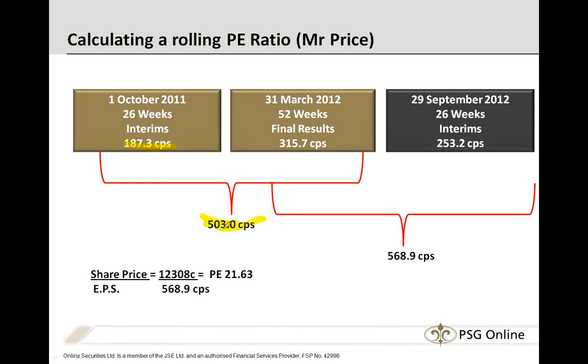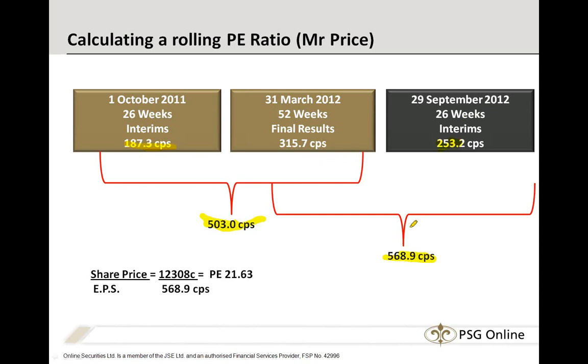Now, the example we're looking at now is the last interims to September 2012. Okay, so you have to subtract this 253 from that. That's how we get this here. So you add the two together, not subtract.